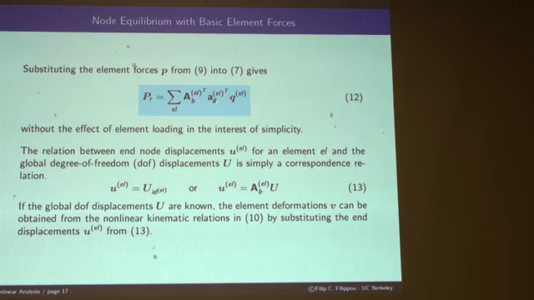So if we substitute the resisting forces P that I showed you before inside this resisting equation, and we calculate the resisting forces, we have this expression for the resisting forces, and now we have something very important here. We say the relation between end node displacements for an element EL and the global degree of freedom displacements U is simply a correspondence relation, right? That holds under any displacements. All we are saying is that if this global degree of freedom displaces a unit amount, the corresponding element degree of freedom displaces the same. That's a correspondence relation. And so if I know the displacements U, I can immediately calculate the element displacements U.